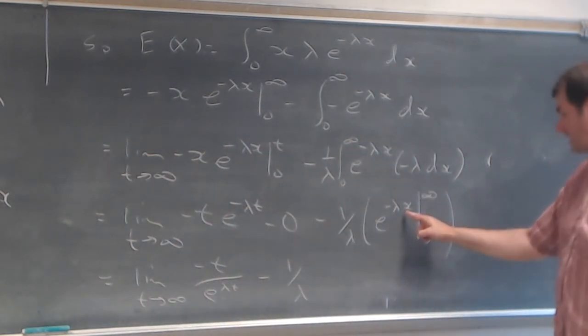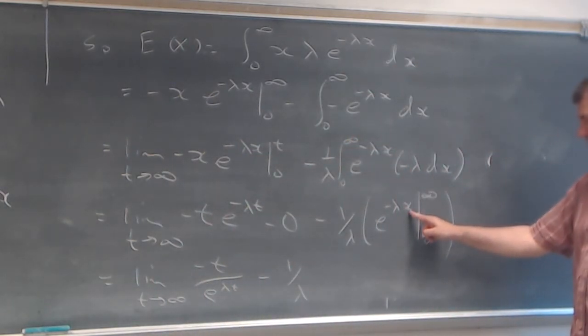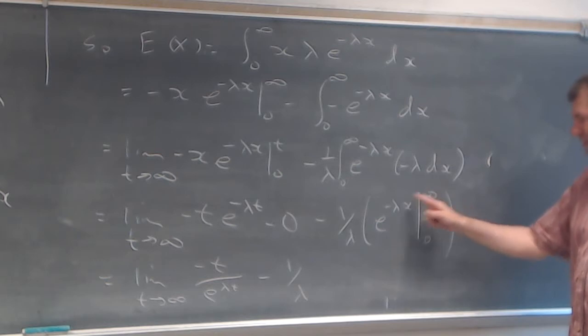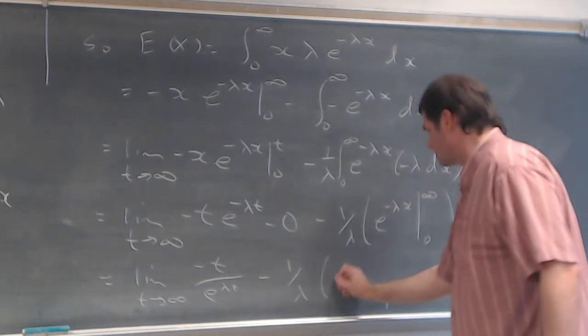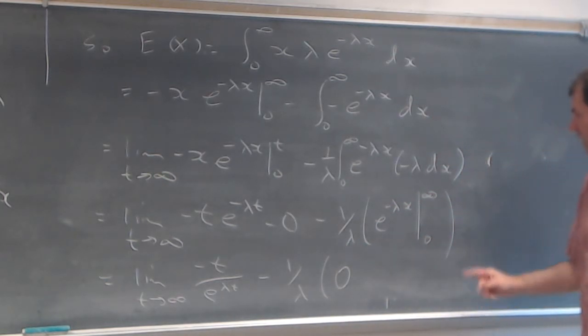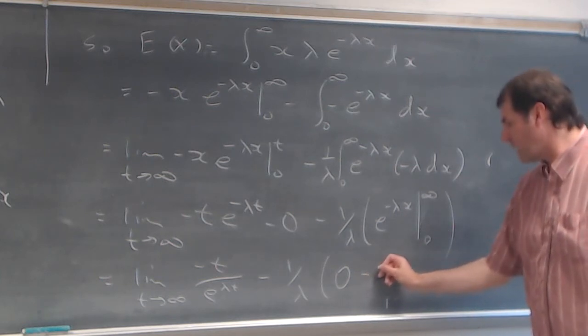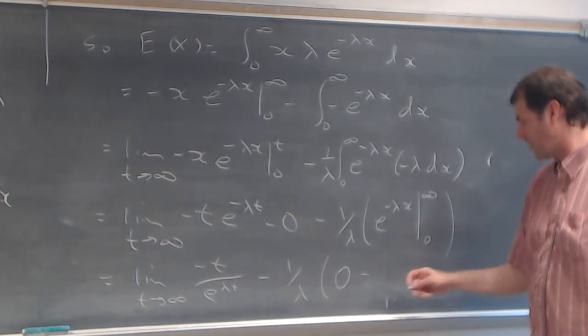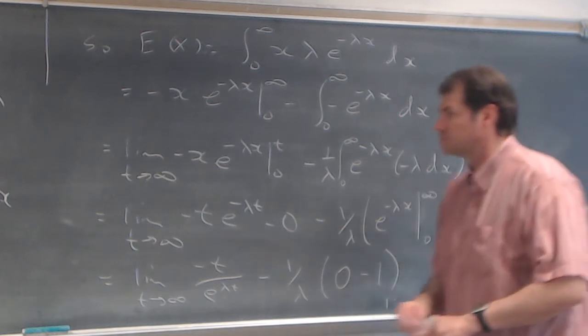Here, I'm going to go ahead and imagine sticking in x values getting really, really big, going towards infinity. This will go to 0. Okay? And then when I stick in 0 for x, I'm going to have minus 1.